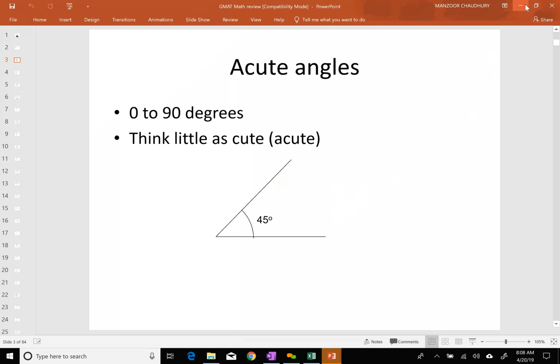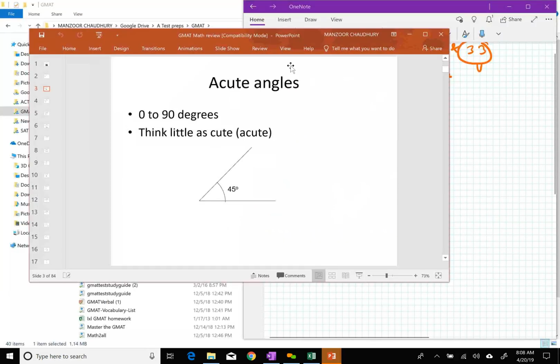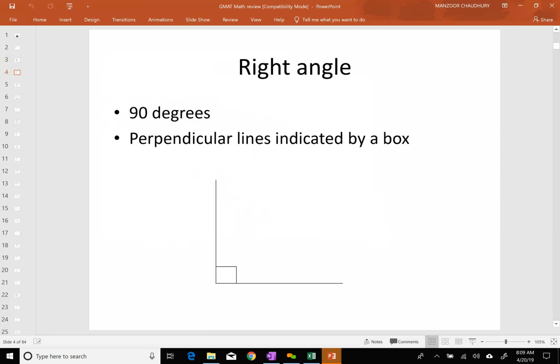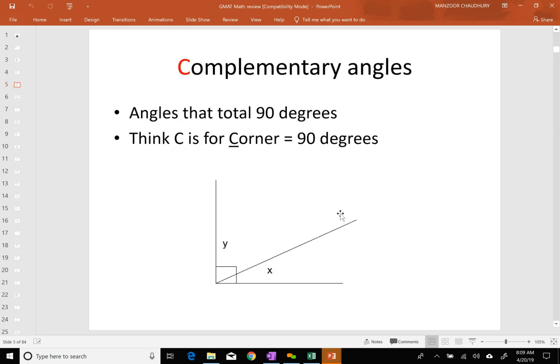Acute angles. Some of these are simple, so I'm not even going to copy this to your notebook. I'll only copy the important stuff. Acute angles are between 0 and 90 degrees. You can think of the word acute like "little angle." Right angle is 90 degrees, like the corner of the room. That's perpendicular, and that's a right angle.